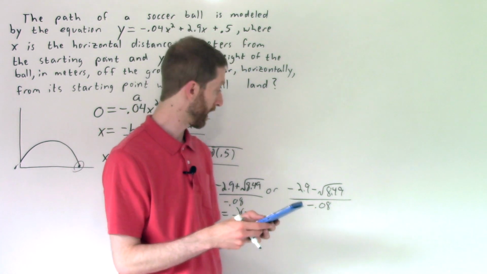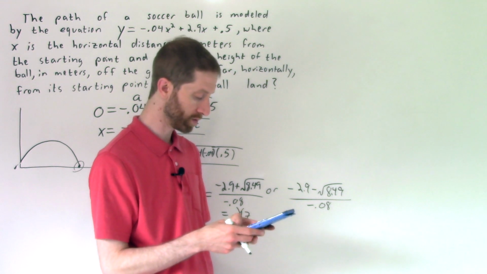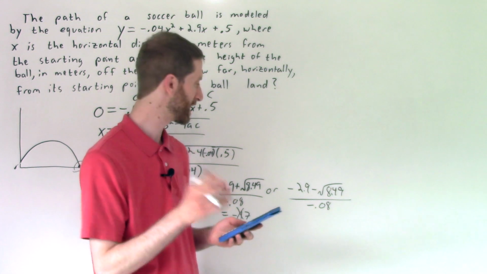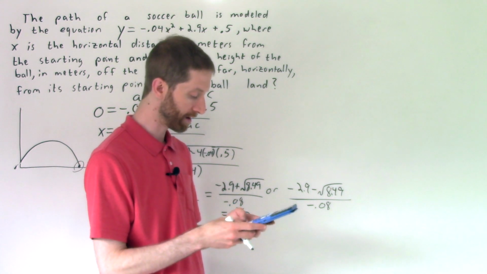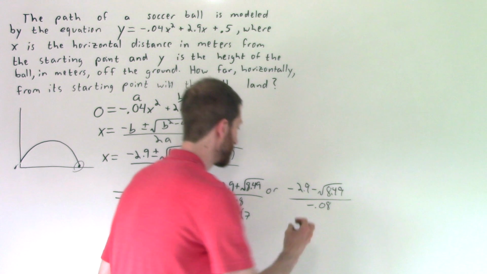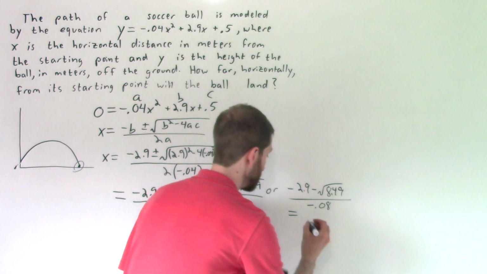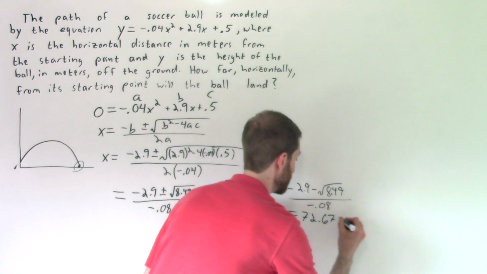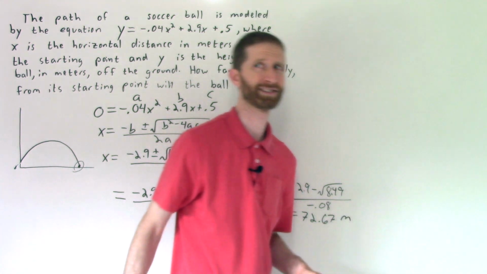Negative 2.9 minus the square root of 8.49. That gives me negative 5.8 and change, divided by negative 0.08. Ah, it's more like it. Ooh, that's one heck of a kick. That's equal to about 72.67 meters. That's pretty far.